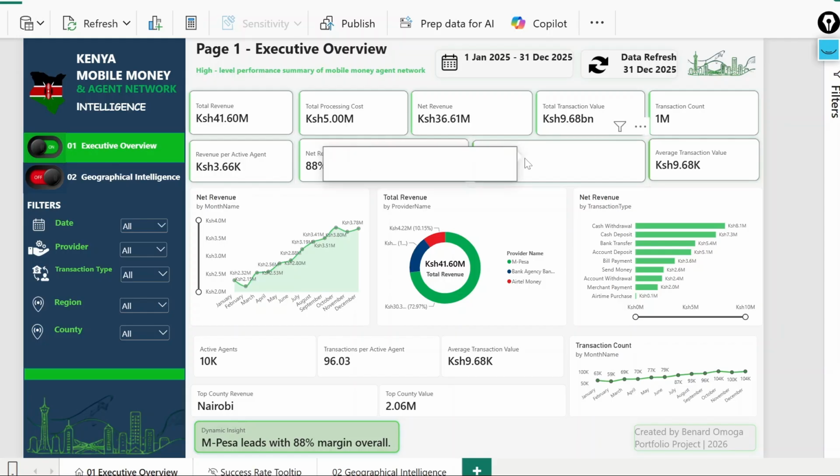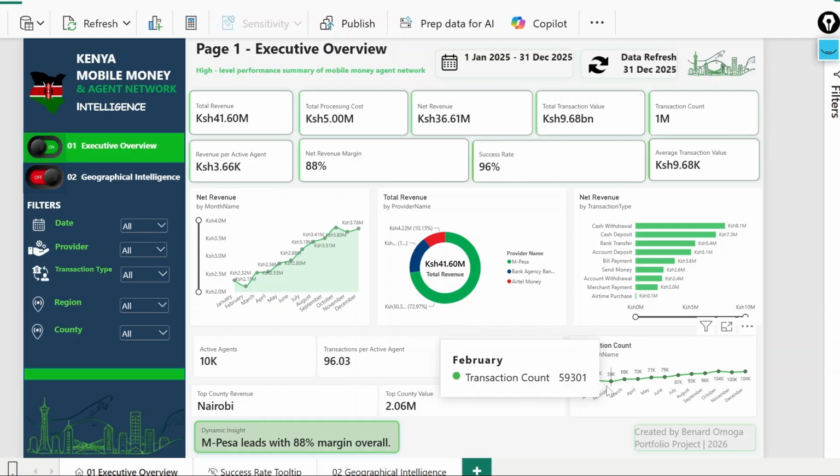The success rate is 96%. Successful transactions are 960,000, failed 30,000, and reversed 10,000. Average transaction value is 9.68k. The line chart shows net revenue by month, growing steadily from 2 million shillings in January to 3.78 million by December. Consistent organic growth across the simulated year.